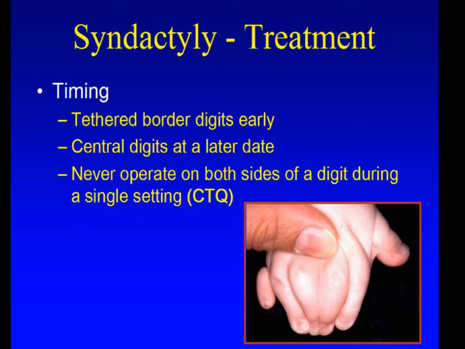But you usually do not want to operate on both sides of the digit in a single setting, because you will compromise the blood supply. And very often these blood vessels to these fingers can be extremely small, so you may have a great blood vessel on one side and a really tenuous one on the other. And so you really want to plan this out as a staged procedure and do the central digits later. Although you can go in and separate the very tip of the finger pulp on the initial surgery to try to make that a little bit easier and help with growth.